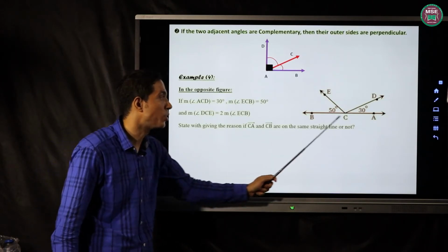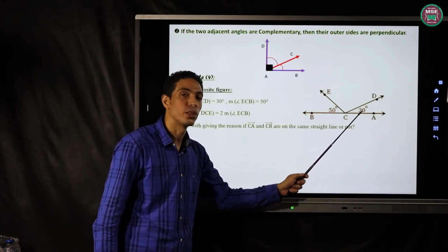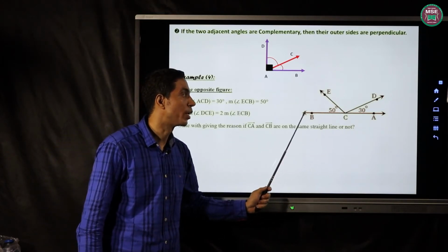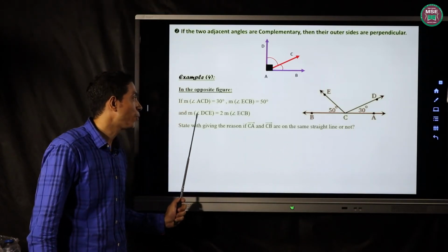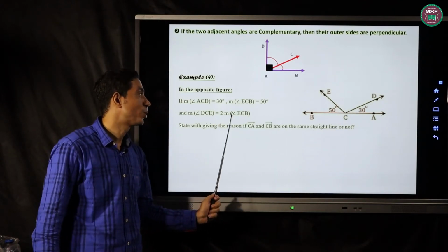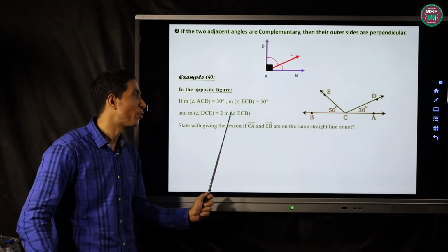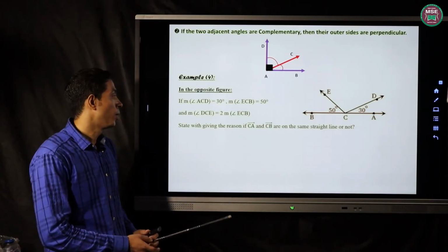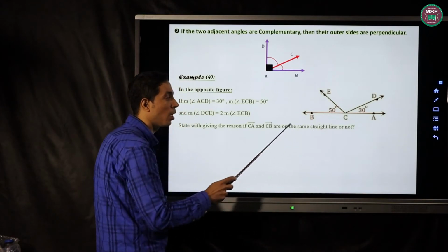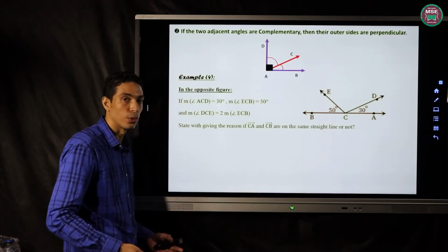Example number 4, in the opposite figure. Measure of angle ACD equals 30 degrees, and the measure of angle ECB equals 50 degrees. And the measure of angle DCE equals twice the measure of angle ECB. State, with giving reason, whether CA and CB are on the same straight line or not.